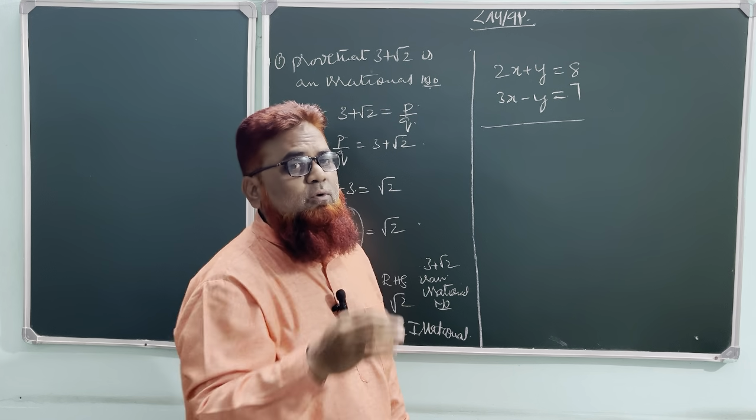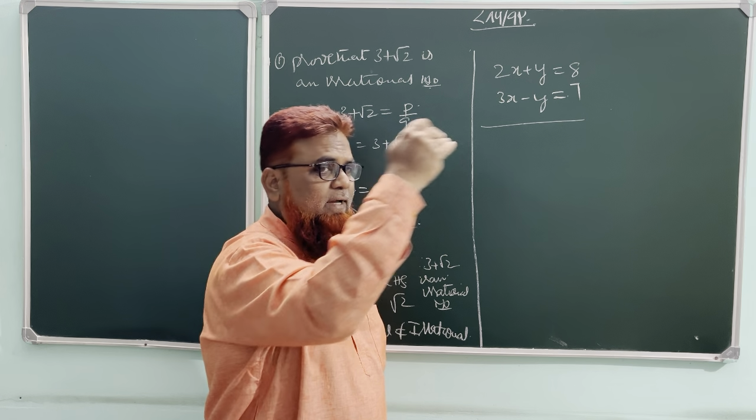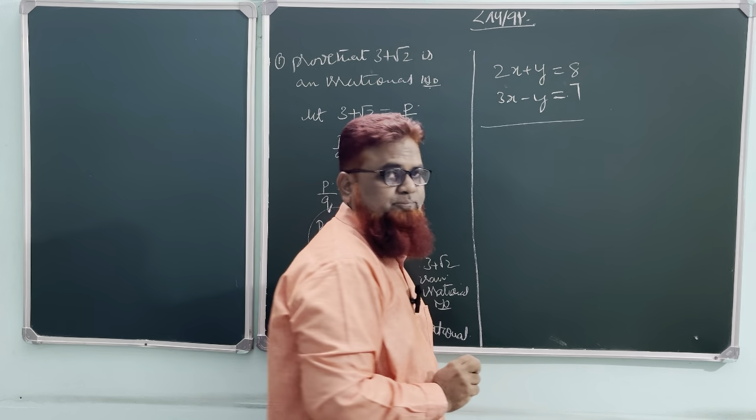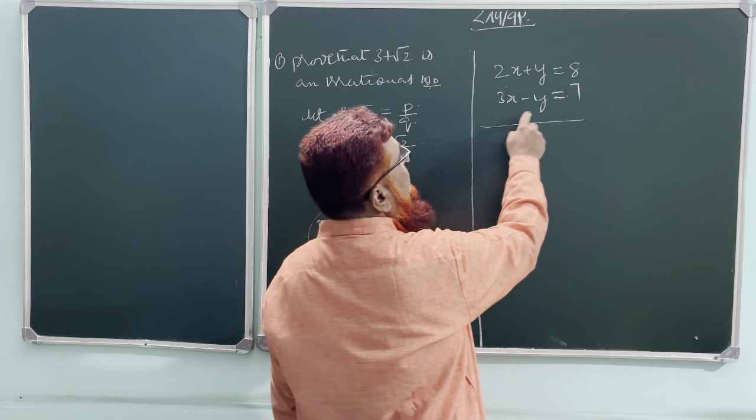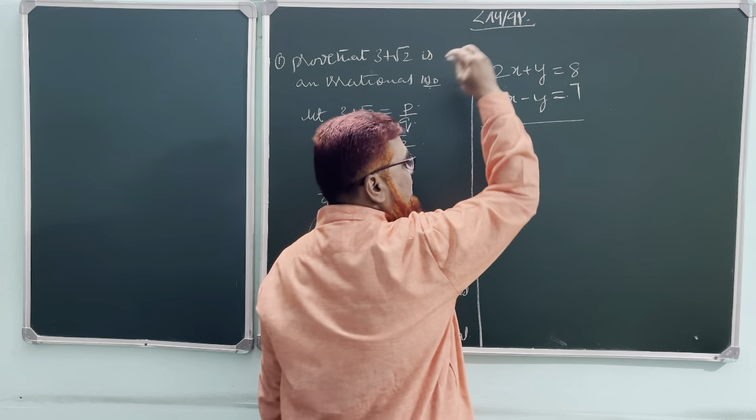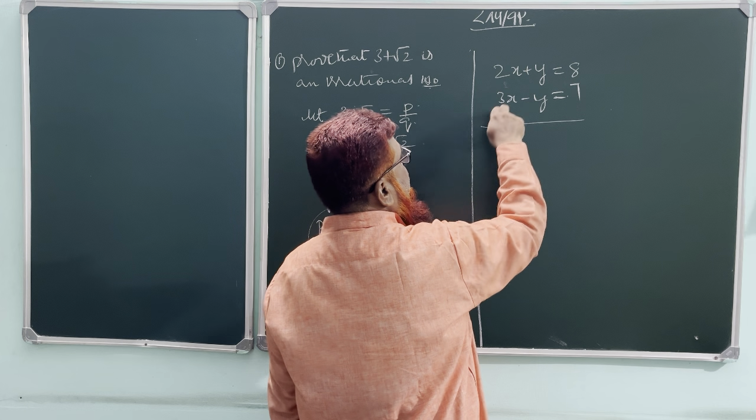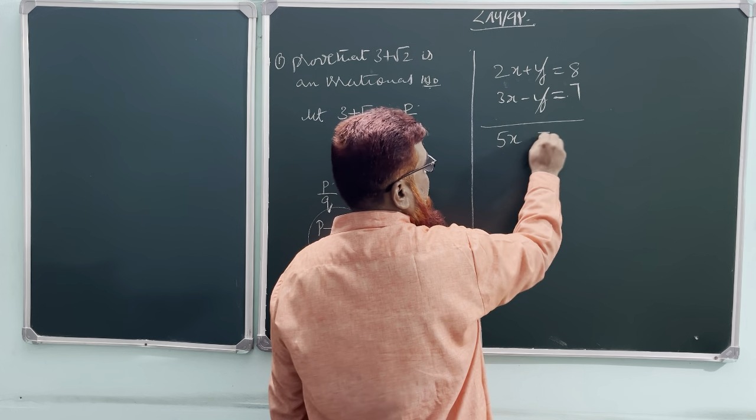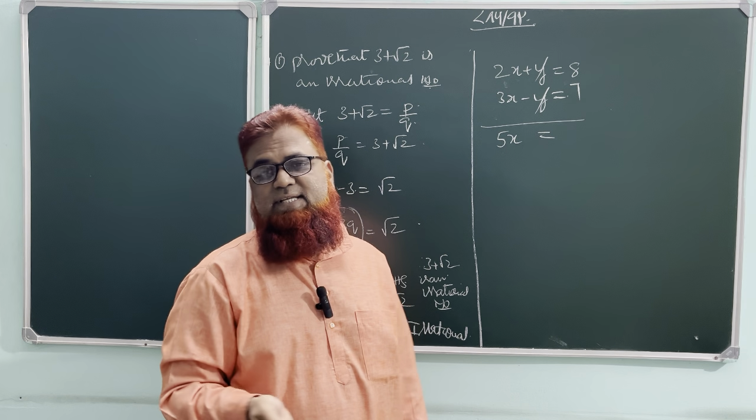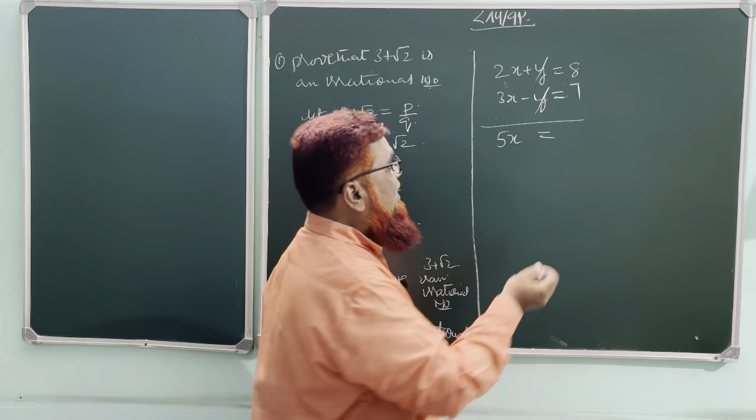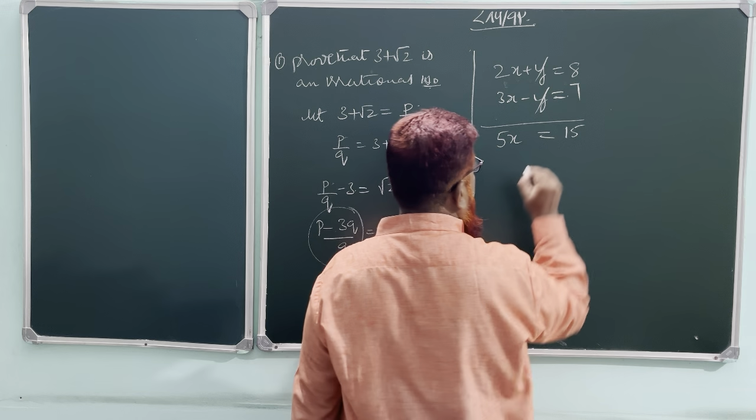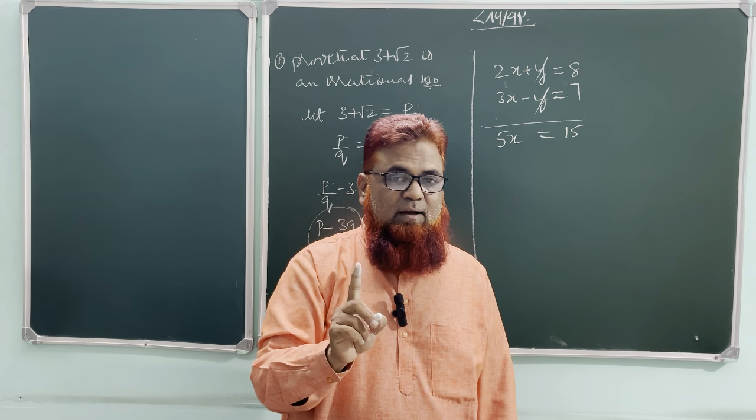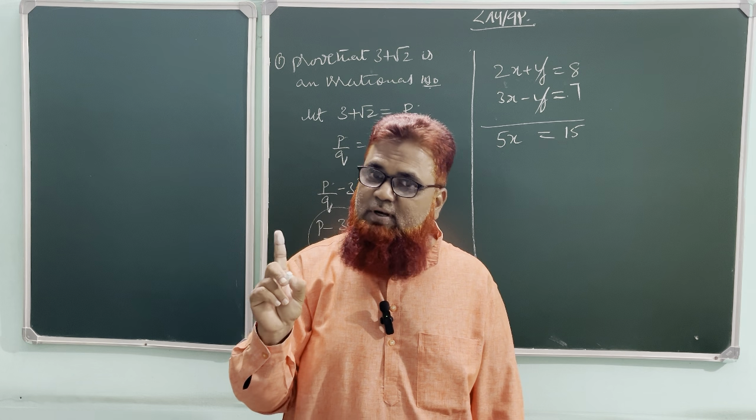What do we do? You go on adding equation 1 and equation 2. Equation 1 is 2x plus y is equal to 8. Equation 2 is 3x minus y is equal to 7. You directly add it. 2x plus 3x is equal to 5x. Plus y minus y is eliminated, because the method itself says that we have to eliminate. Now you add 8 plus 7 is equal to 15.